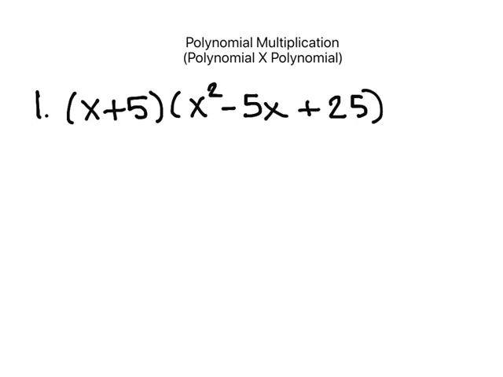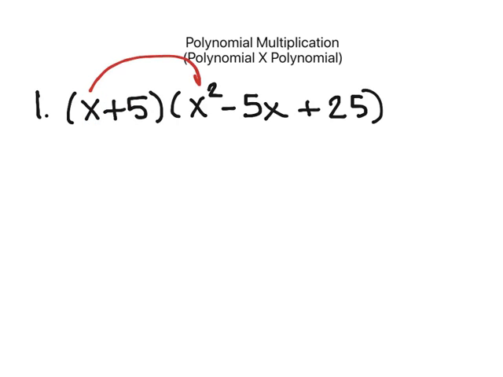Let's look at polynomial multiplication. So we're going to do a polynomial times another polynomial. When we look at a problem like number 1, we want to think of it as distributing. Distributing the x and then distributing the 5. So every term in the first parenthesis is going to be multiplied by every term in the second set of parentheses. So let's start with this x.